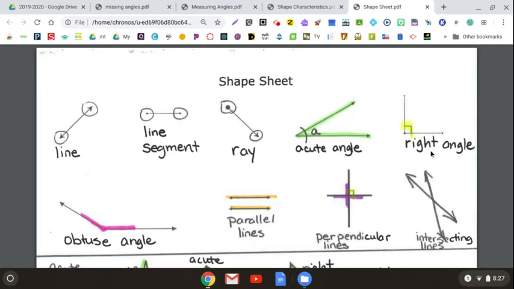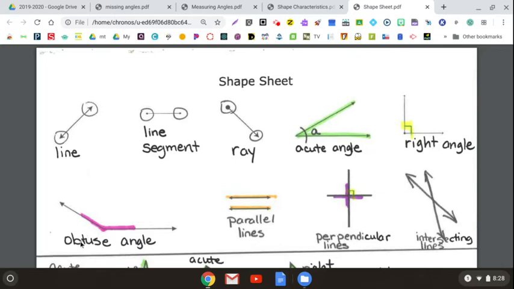We also learned about a right angle. A right angle has this little box in the corner. Your note card fits right in there perfectly, lines up, is 90 degrees. This is something you need to memorize, 90 degrees.